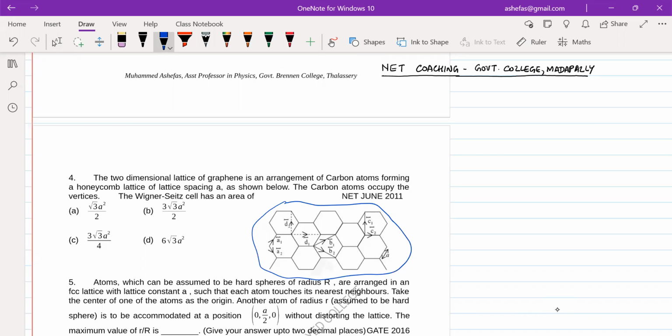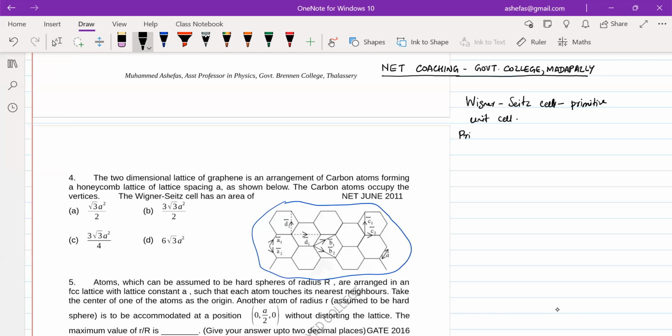So first of all, we should know what is meant by Wigner-Seitz cell. The Wigner-Seitz cell is basically a primitive unit cell. Okay, so then the question: what is meant by a primitive unit cell?